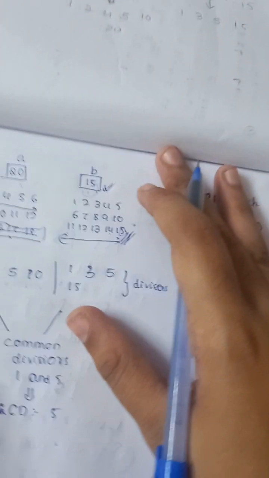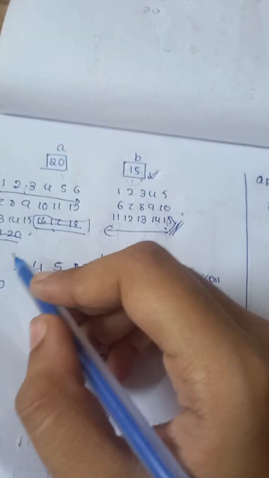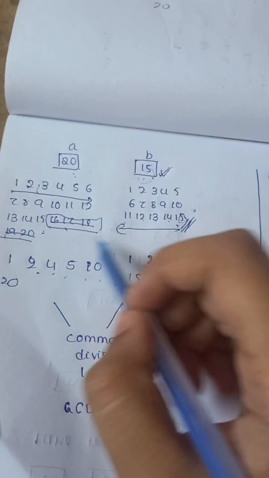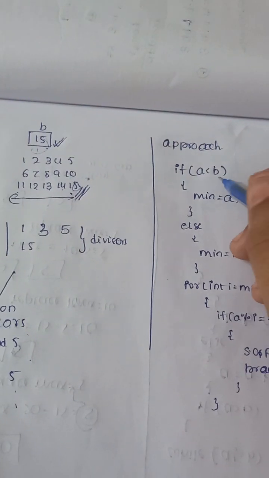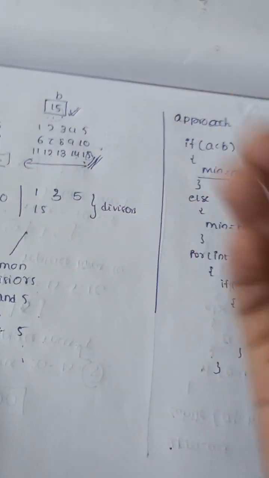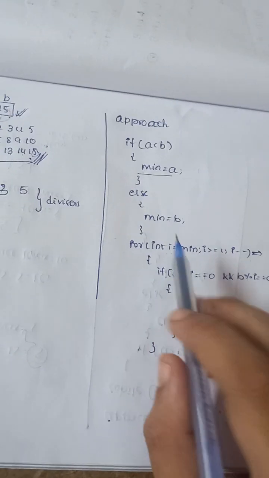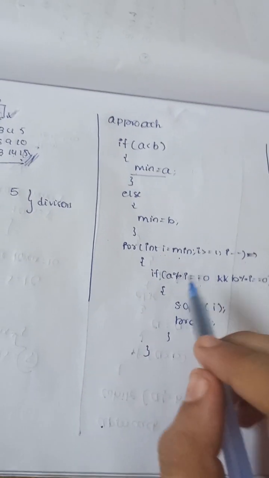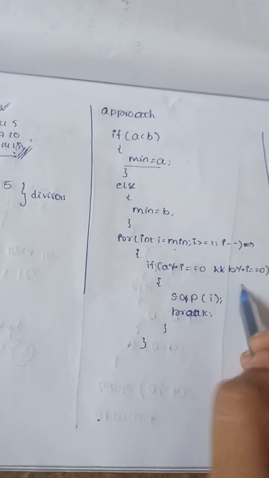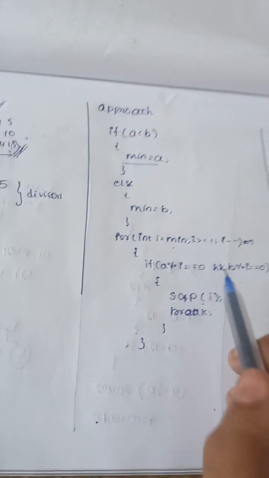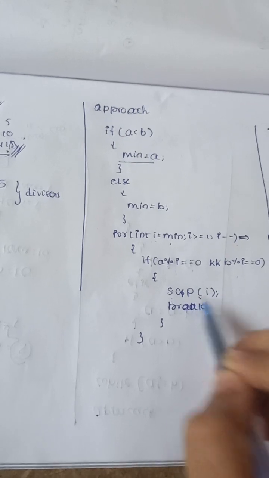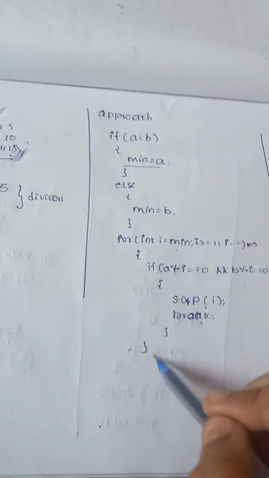First we have to find the minimum number. If a is less than b, then the minimum is a. In this way we find the minimum number and then go through the loop: int i equals minimum, go down to 1, and i minus. If anything perfectly divides both the numbers a and b, then that is the greatest common divisor, so print that number and break from the loop. So this is the approach.